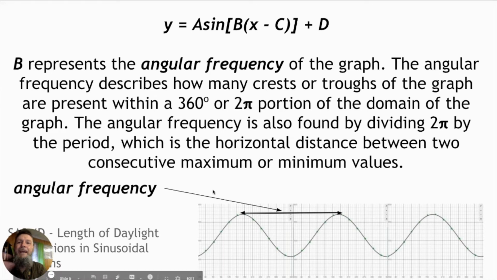B represents the angular frequency of the graph. The angular frequency describes how many crests or troughs of the graph are present within a 360 degree or 2 pi portion of the domain of the graph. The angular frequency is also found by dividing 2 pi by the period, which is the horizontal distance between two consecutive maximum or minimum values. And as you can see, the angular frequency is pointed at right here. It's the distance between two peaks, or what do they call them up here? Crests, apex, troughs. You can do the same thing for troughs and so on.